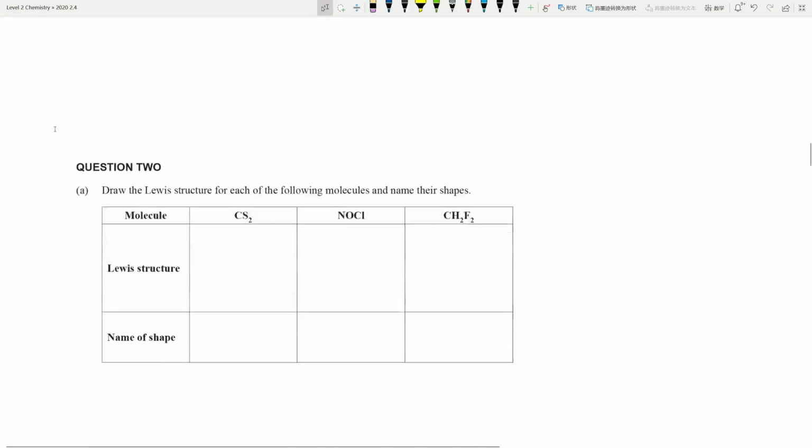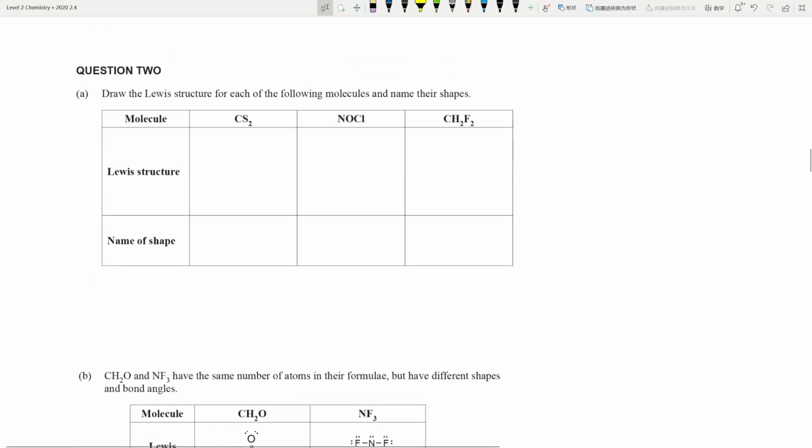All right, next part. So this is question 2. All right, question 2. So CS2, let me draw this Lewis diagram. For CS2 it looks like this.